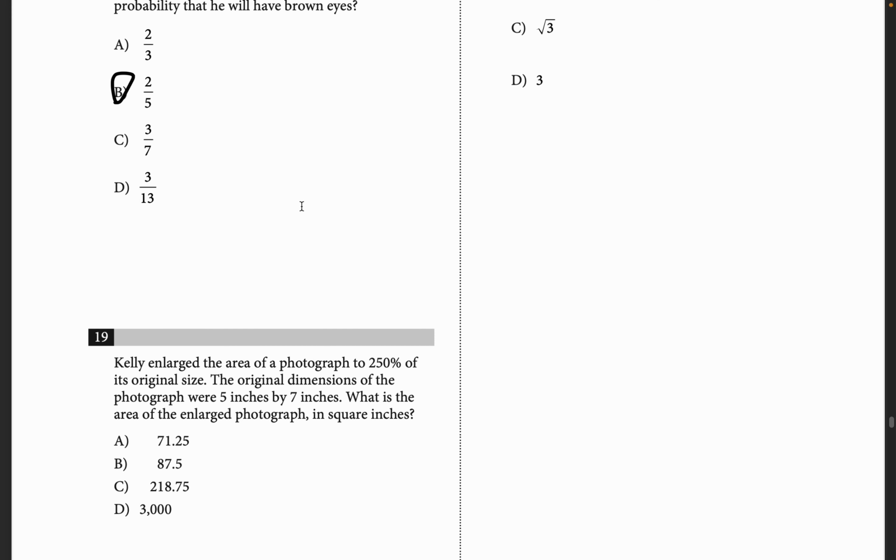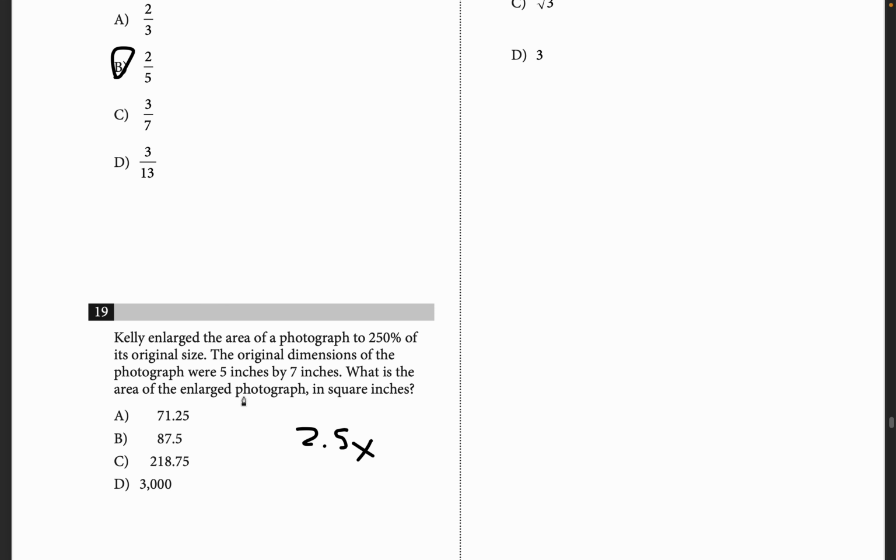Kelly enlarged the area to 2.5 of its original size. I'm converting this to a percent. We can call x the original size. What is the area of the enlarged photo? So the enlarged area is basically 2.5 times the original. And what's the original? It's 35. So 2.5 times 35 is going to be 87.5.